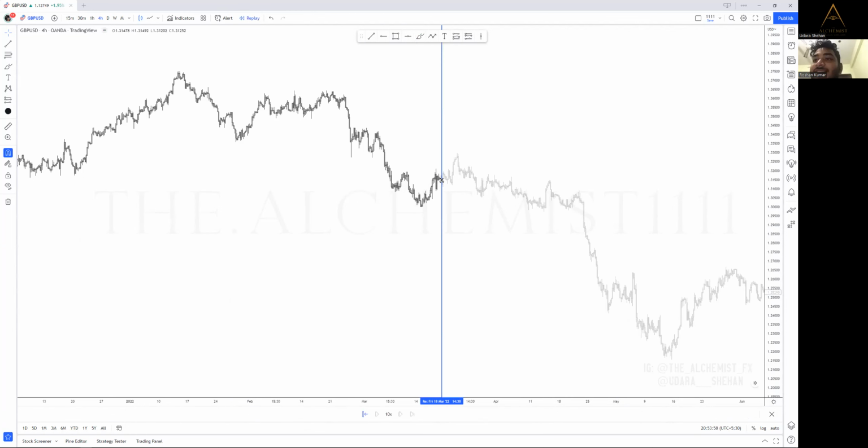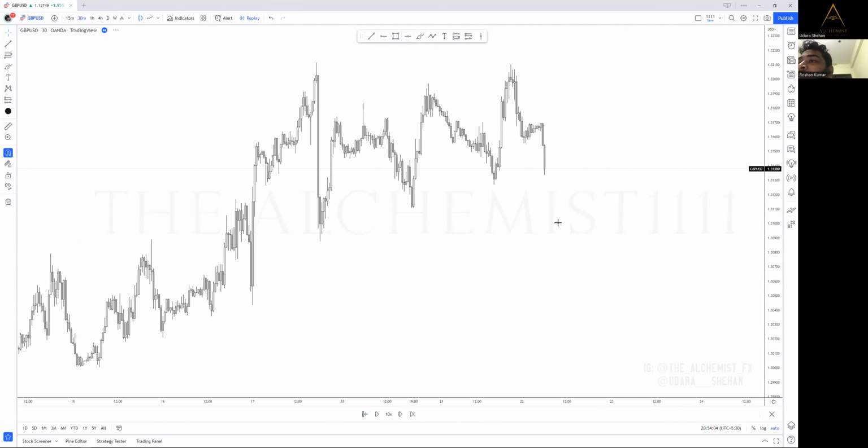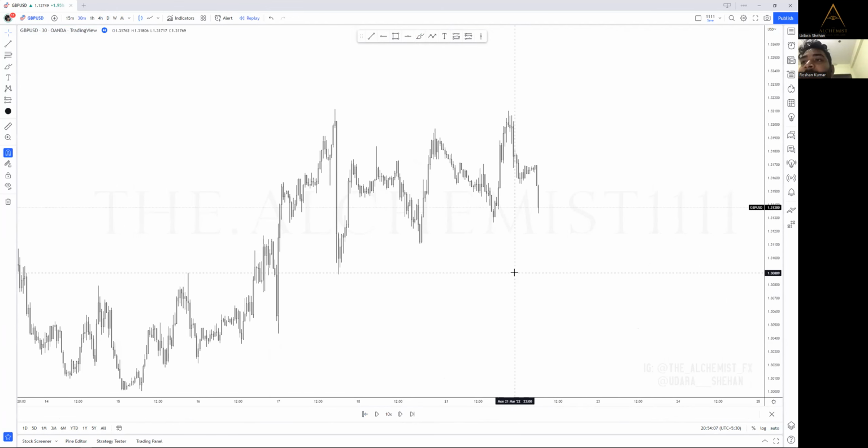Look at this one. Clean. If I put the replay tool here and go to a lower time frame, let's talk about time frames later. I'm only showing you examples of POI, so don't confuse anything. Let's go through it one by one.